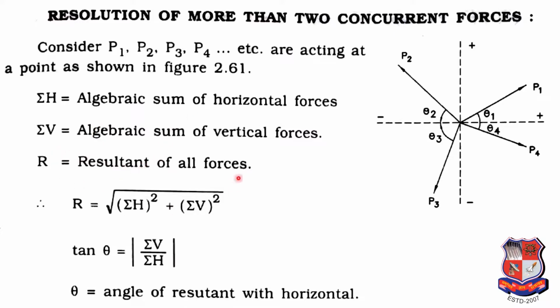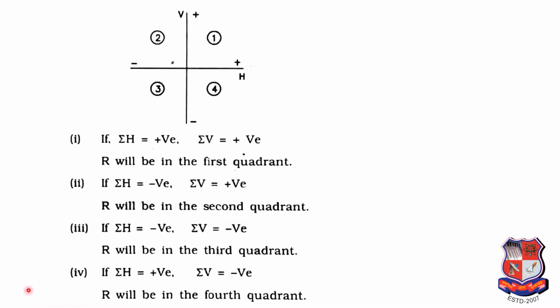In that case, R will be the square root of summation H squared, that is sigma H squared, plus summation of vertical forces, sigma V squared. And tan theta will be sigma V upon sigma H in modulus, and theta will be the angle of the resultant with the horizontal. So here you can see the first quadrant, second quadrant, third quadrant, fourth quadrant and signs are given.